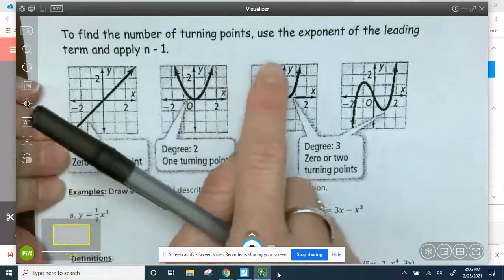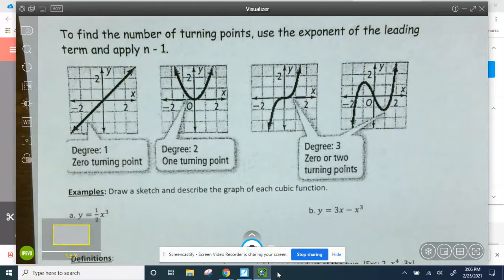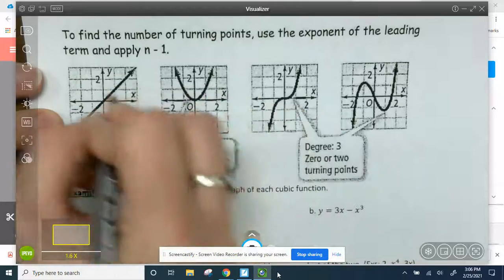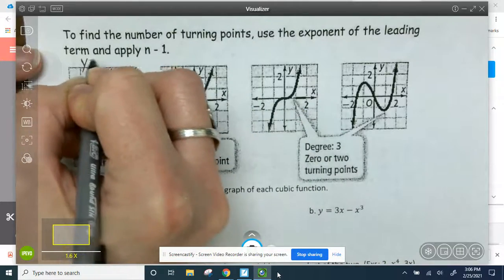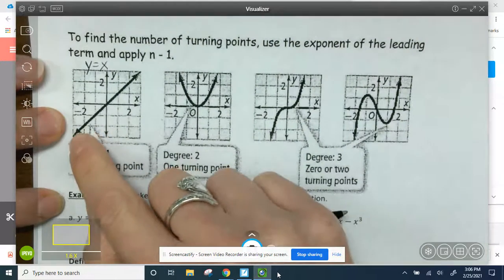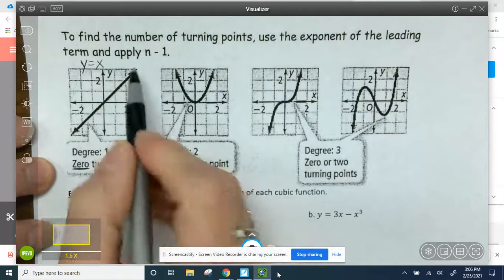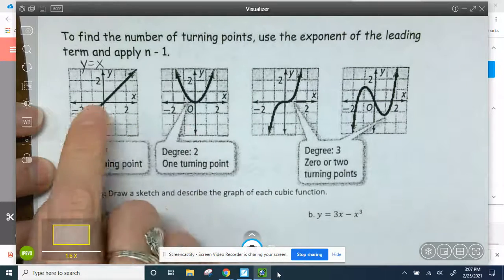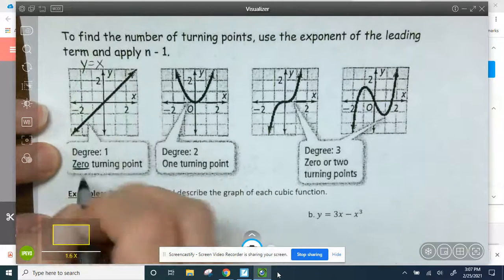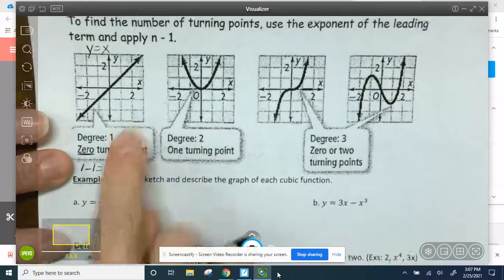So in order to find the turning points, you're going to use the exponent of the leading term. So basically, you're going to use your highest exponent and apply n minus 1 to find your turning points. So this right here is a graph of the line y equals x. You'll notice that this graph, if we read it from left to right, is going up the entire time. Therefore, it has 0 turning points. Now think about this. If I apply n minus 1, my leading term is this x here. Its exponent is 1. So 1 minus 1 is 0. So there are 0 turning points in this graph.